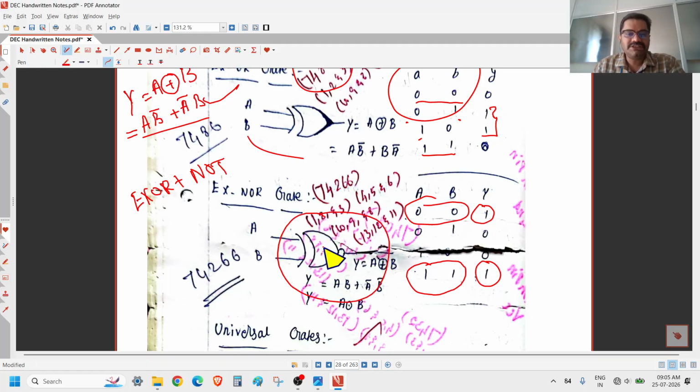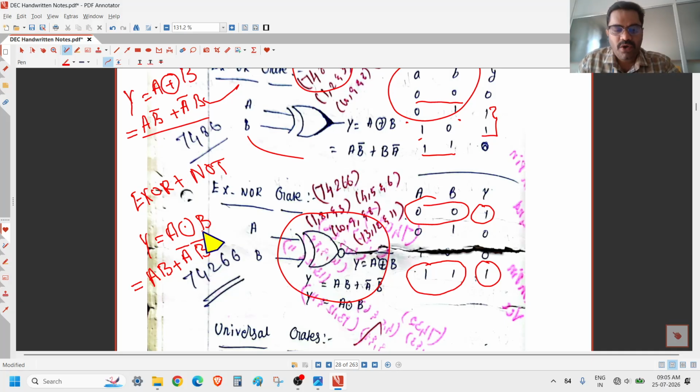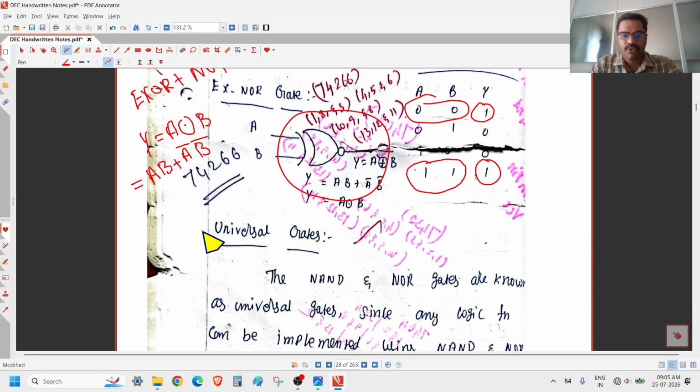This is the logical structure for the EXNOR gate. And the output equation is very simple: y is equal to a EXNOR b. Otherwise, with an expansion, y is equal to a into b plus a bar into b bar. So this is the output equation of the EXNOR gate, right? I hope you understand that.